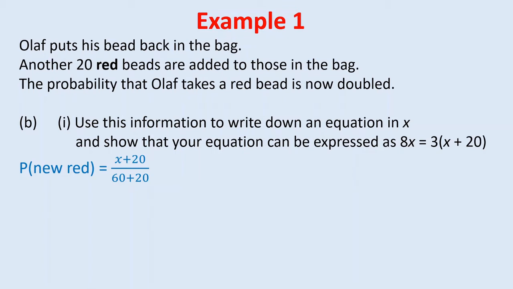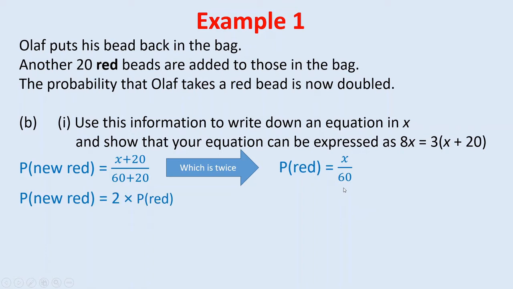And we know that this new probability for choosing a red bead is twice the previous probability of choosing a red bead. Now this is very easy to confuse. If the new probability is twice the old probability, we don't need to multiply the new probability by 2. This is already 2 times this probability. So we can say that the new probability is equal to 2 times the old probability for choosing a red.